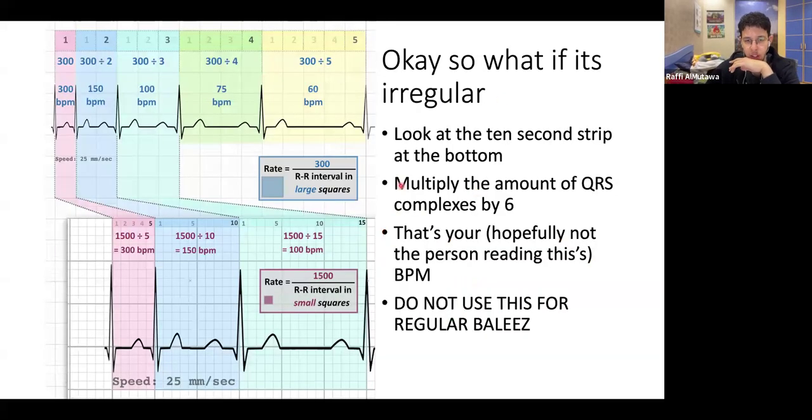Okay, now here is how we count the heart rate. Remember, I told you guys one small box is 0.04 seconds, and five small boxes will make one big box, which is 0.2 seconds. So in order to get 1 second, we need 5 big boxes.